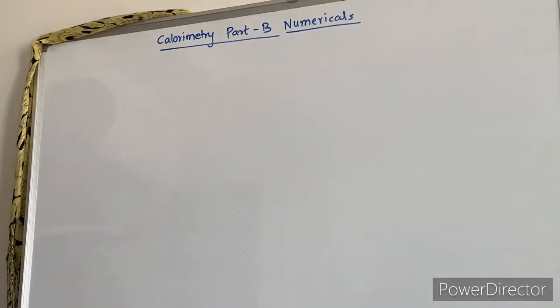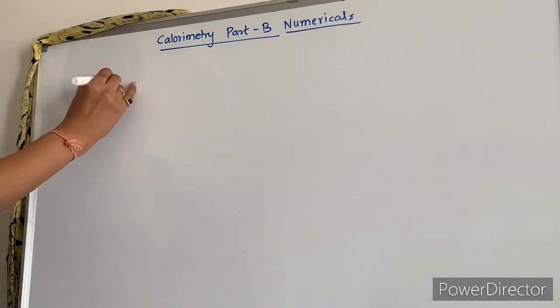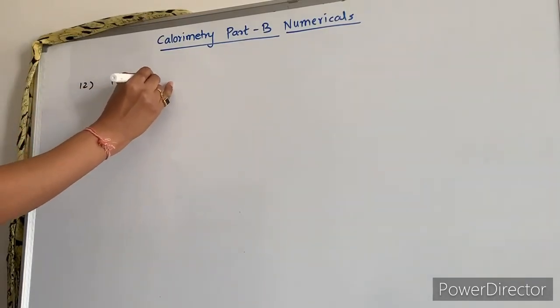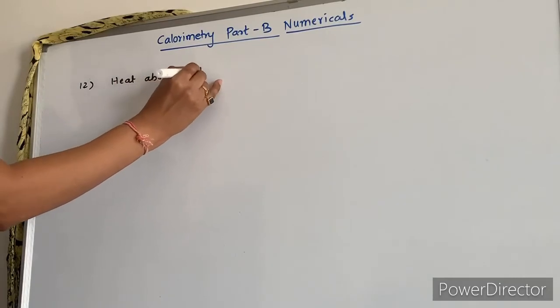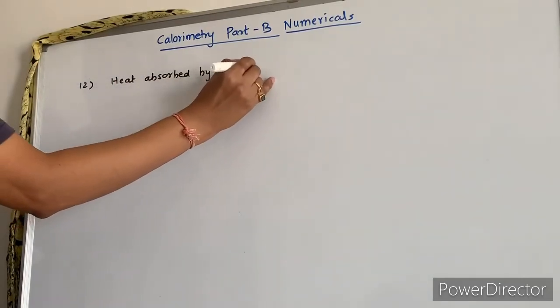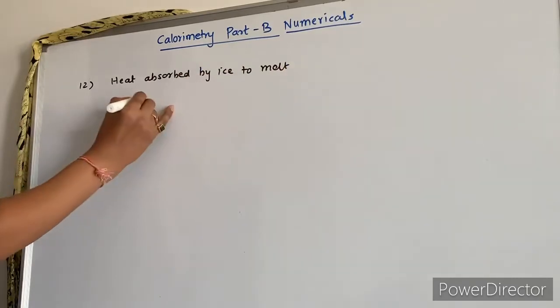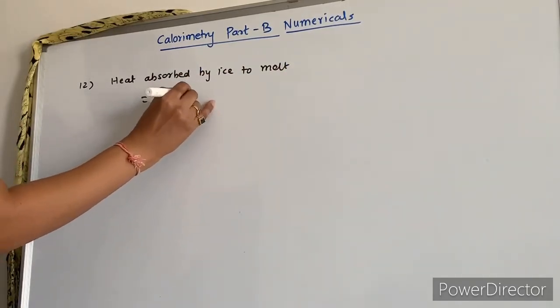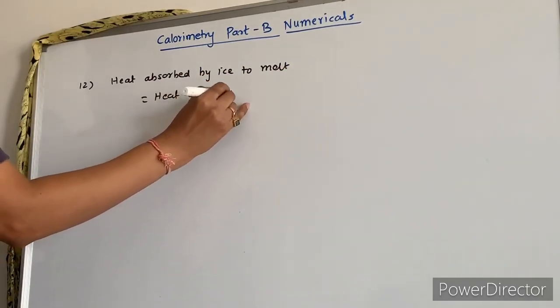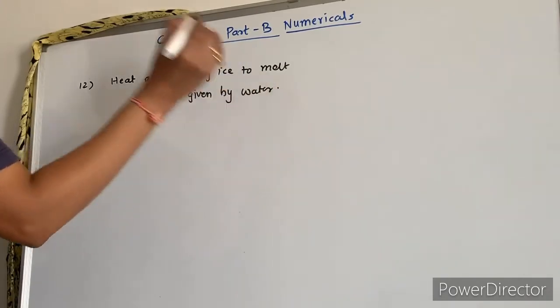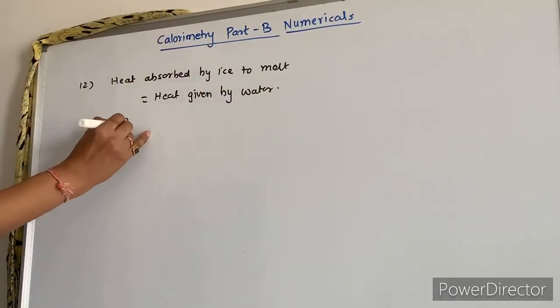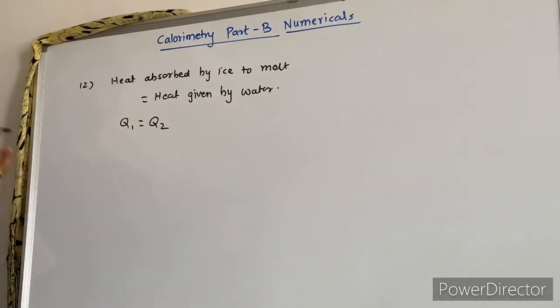2 kg of ice melts when water at 100 degrees Celsius is poured in a hole drilled in a block of ice. So we write here, heat absorbed by ice to melt is equal to heat given by hot water. Now this is your Q1 is equal to Q2. We assume that there is no loss of energy in the surrounding.